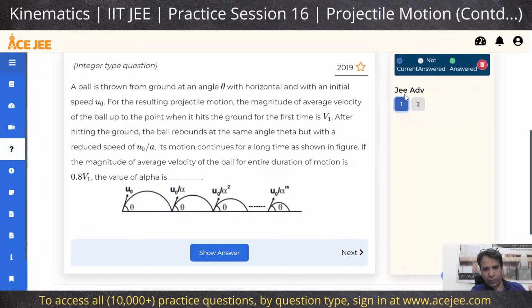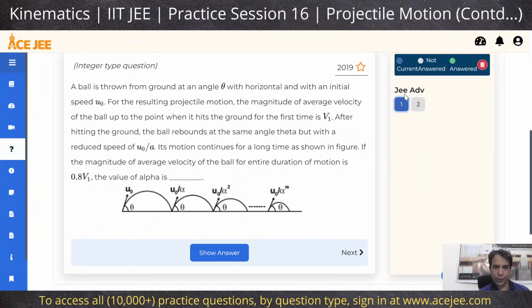A ball is thrown from the ground at an angle theta with the horizontal and with an initial speed u0. For the resulting projectile motion, the magnitude of average velocity of the ball up to when it hits the ground for the first time is v1. That means u0 cos theta, right? So v1 is u0 cos theta. After hitting the ground, the ball rebounds at the same angle theta, but with a reduced speed of u0 by alpha. Its motion continues for a long time as shown in the figure.